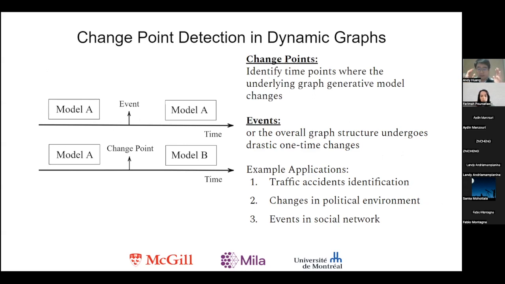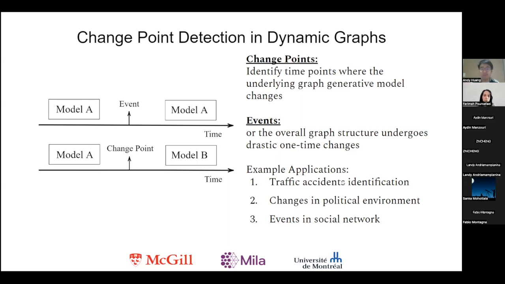And then one very related type of anomaly is called events. The events are one-time changes in the graph structure, and the change points are permanent changes in the generative process of the graph. As seen in the visualization on the left, when you have a generative model of type A, and then after events, you go back to the same type of generative model, while for the change points, you will change the parameter of the graph generative model. So the assumption here is that the dynamic graph is generated by this hidden graph generative process, and that's what we try to model here.